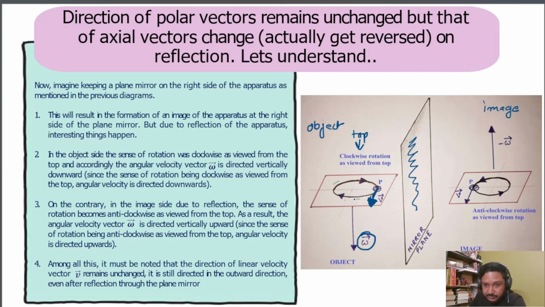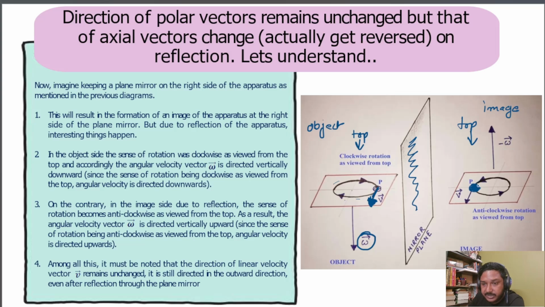As this particle moves in the clockwise direction as seen from the top on the object side, if we see from the top on the image side, the sense of this rotation will get exactly reversed. So the image inside the mirror will be rotating in the anti-clockwise direction. If the particle on the object side rotates in the clockwise direction, in the image it will rotate in the anti-clockwise direction. Now let us concentrate at the point P where the reflection happened.